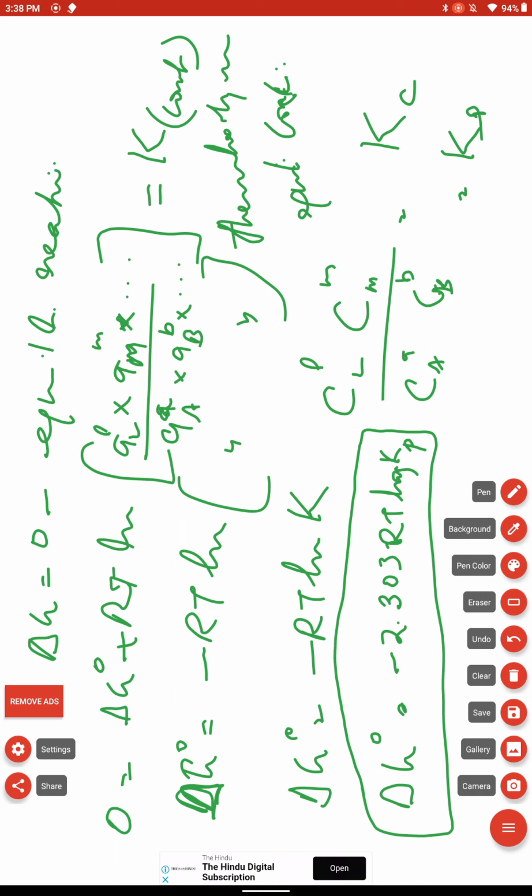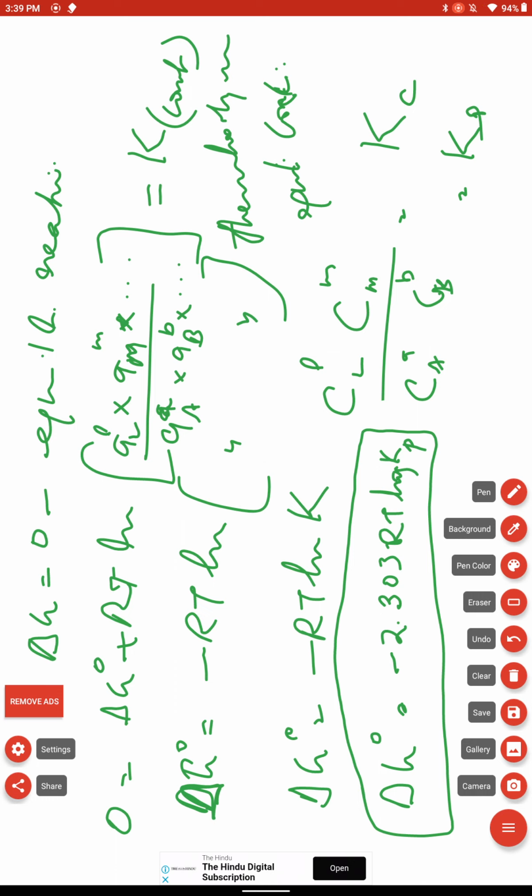So this is the final equation that connects the standard Gibbs energy with respect to the reaction quotient or Kp, the equilibrium constant in terms of pressure, or in terms of Kc, or in terms of activity. Do understand how these equations came about. So this is the case for deriving the Van Hoff reaction isotherm and the law of chemical equilibrium.